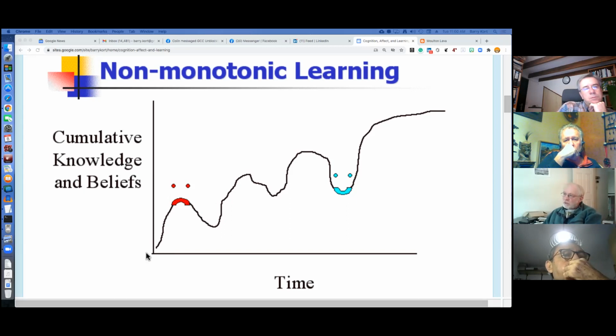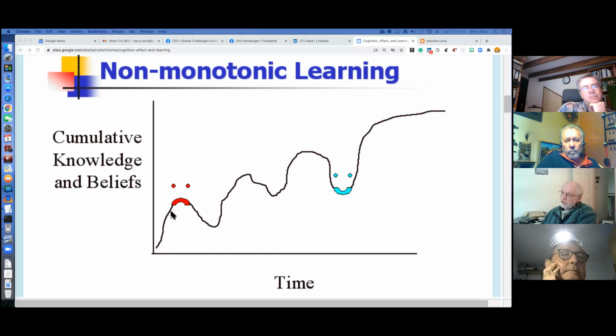But notice, instead of a monotonic learning curve, which most people draw, I have a non-monotonic learning curve. It has wiggles in it. It has a second derivative in it. It's concave down, convex up, concave down, convex up. That's the second derivative. In Newton, that's acceleration. What is it in a learning journey? The analogy is it's emotions.